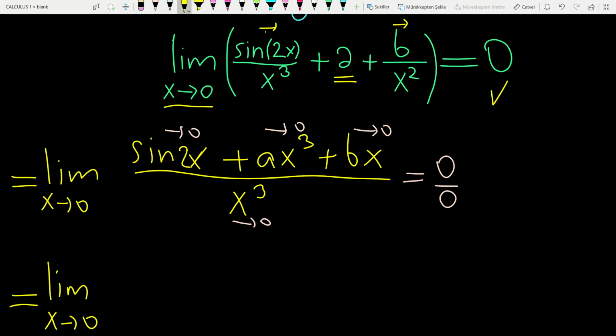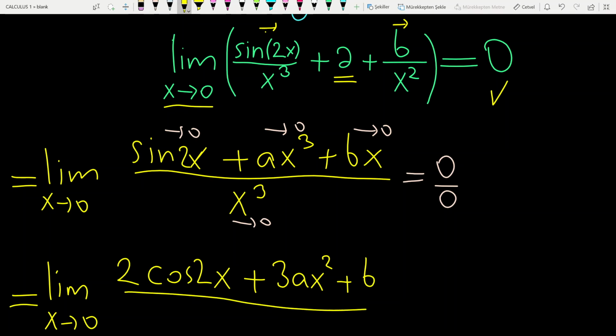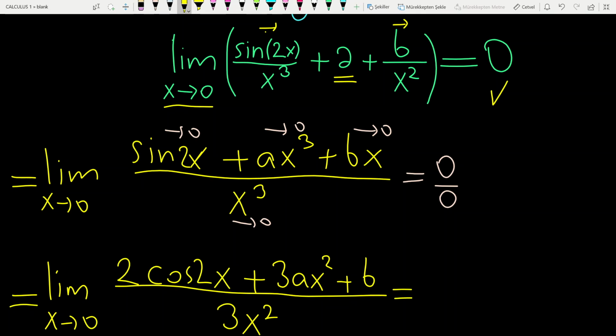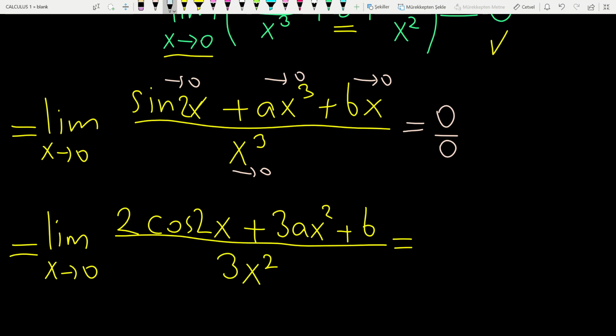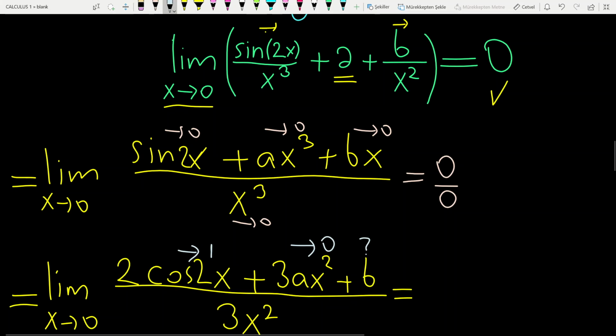Limit as x tends to 0. I apply L'Hopital's rule. The derivative of sine 2x is 2 cosine 2x. The derivative of ax cube is 3ax square, plus the derivative of bx, which is b, divided by the derivative of the denominator, 3x square. Let's check. When x tends to 0, this expression tends to 1, this expression tends to 0, and we don't have any information about b. The denominator also tends to 0, right? But we know from the original question that the answer of this limit is equal to 0. It is given in the problem. Okay?